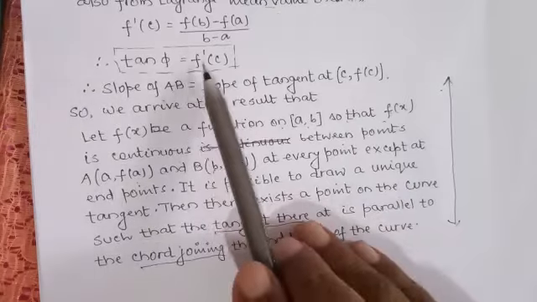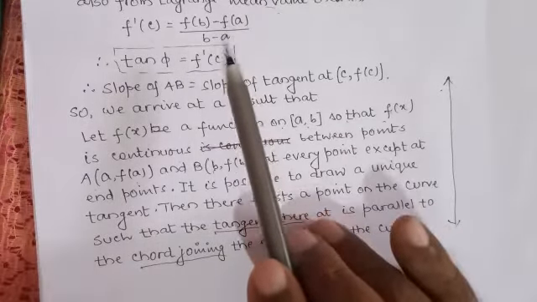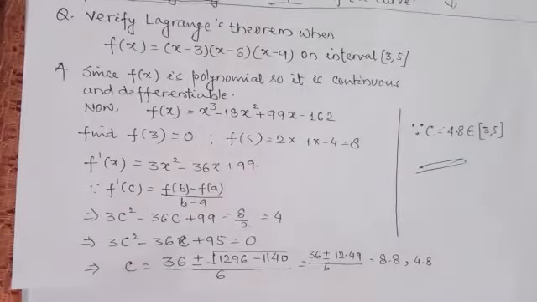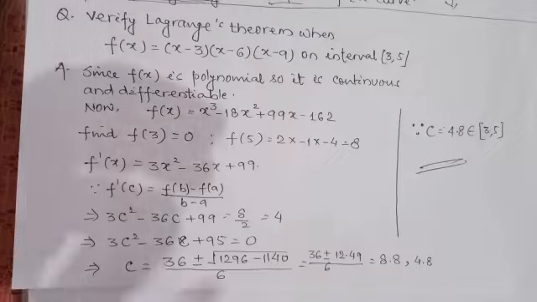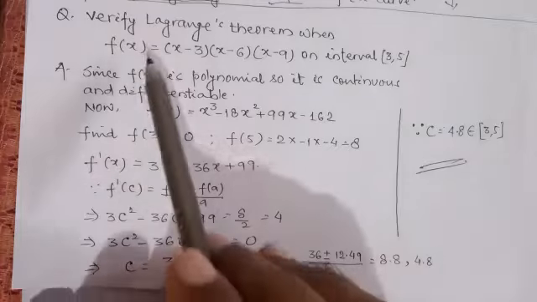Tan phi is f dash c. So now children, after completing the theoretical part, I think you all will understand Lagrange's mean value theorem. Now we are in a position to start a few problems. See, first question.